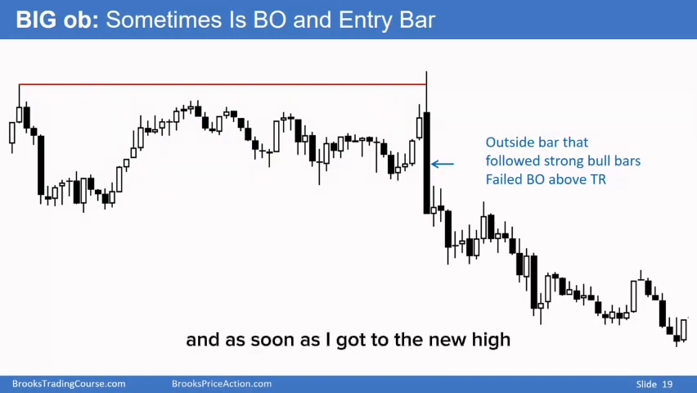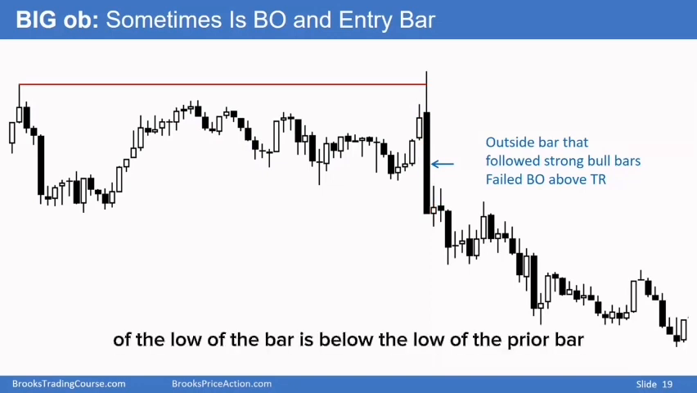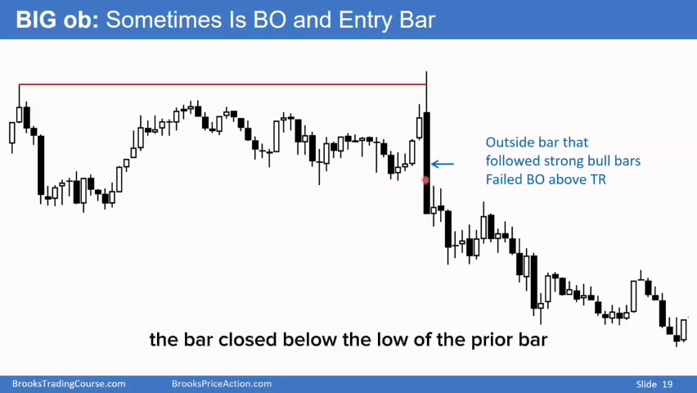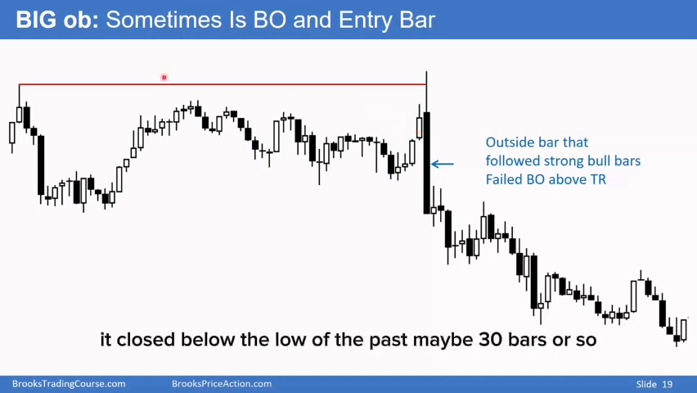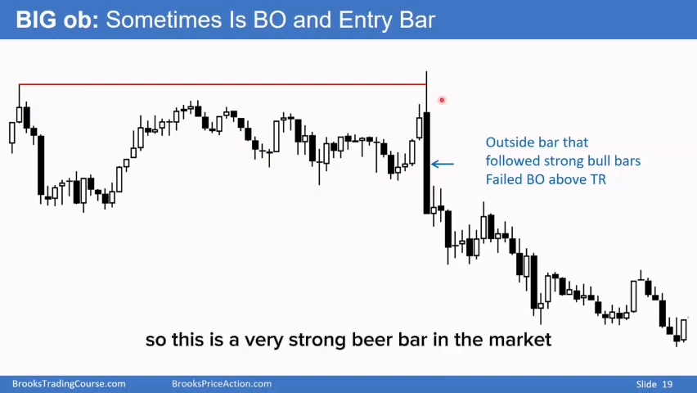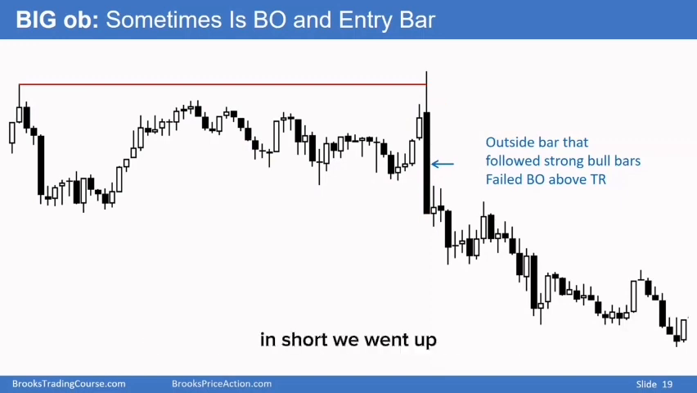And as soon as it got to the new high, what happened? A huge outside bar. The high of the bar is above the high of the prior bar, and the low of the bar is below the low of the prior bar. But more than that, the bar closed below the low of the prior bar. It closed below the low of this higher low. It closed below the low of the past maybe 30 bars or so. So this is a very strong bear bar, and the market probably is always in short.